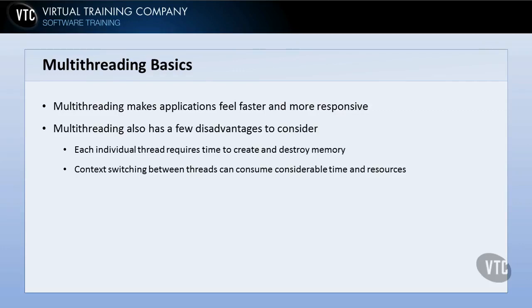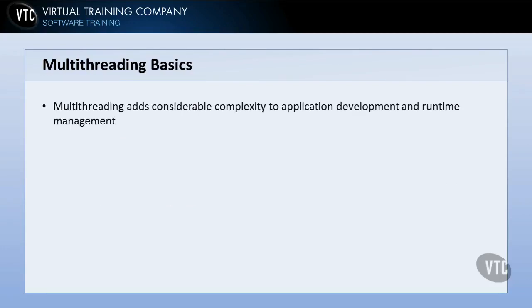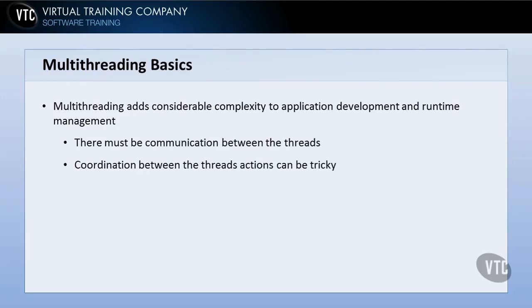Keep in mind, it takes time for the CPU to schedule the threads, load them onto the processor, and every time it switches to another one, it has to store the current state for each time slice as it's moving back to another thread. Now, one other thing, you probably figured this out already. Multi-threading adds considerable complexity to the application development and runtime management of your applications. There has to be communication between the threads. Coordination between the threads' actions can get kind of tricky. One thread might need to wait for another to complete before continuing, and then later on it might need to just bull on through and not have to wait.